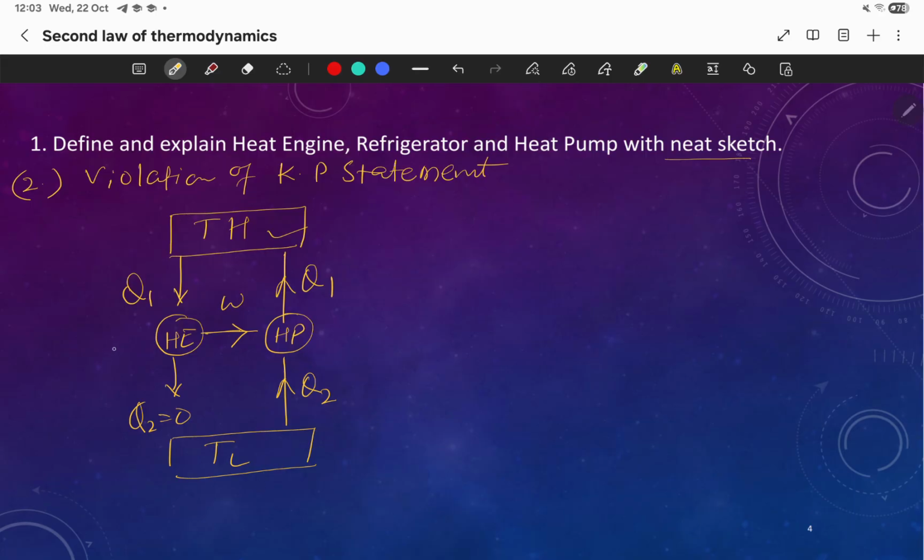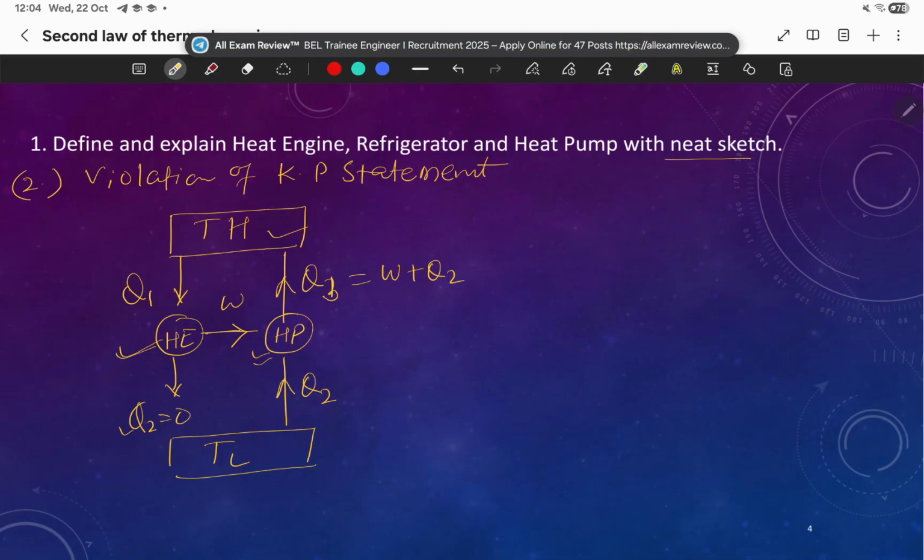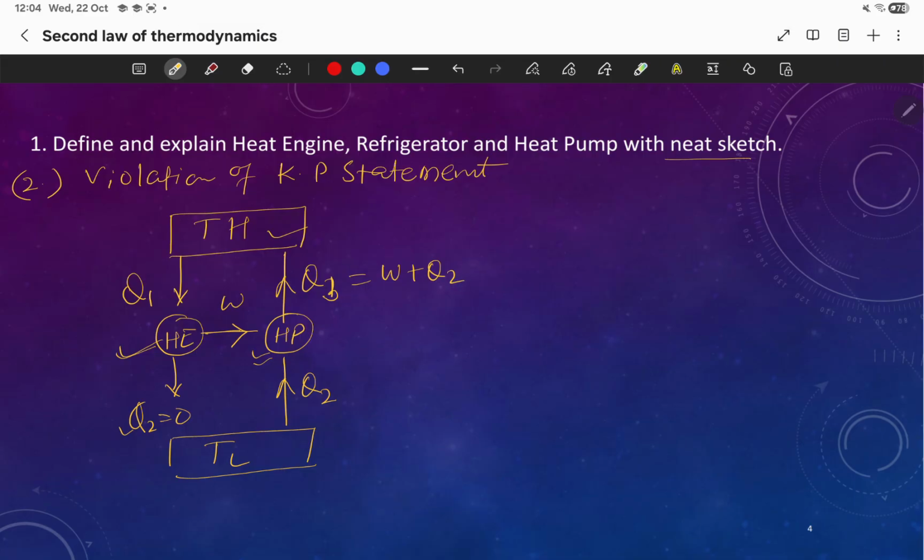Now this heat engine is violating the Kelvin-Planck statement. If we write the energy balance for the heat pump, we call the heat supplied Q3. So Q3 equals W plus Q2, and W is equal to Q1. So here we will get Q3 equals Q1 plus Q2.